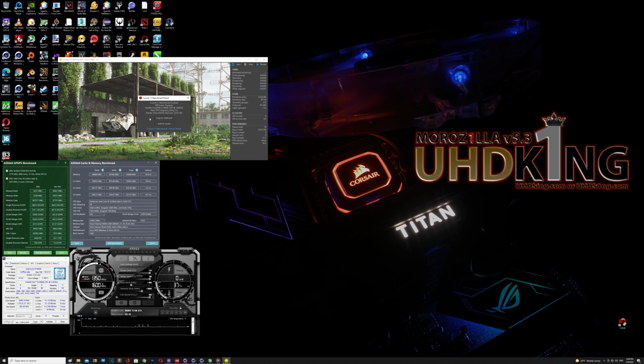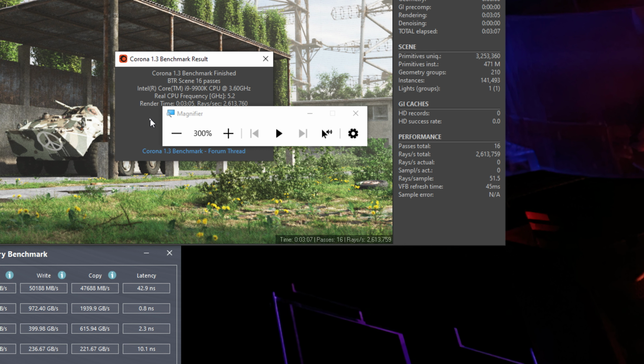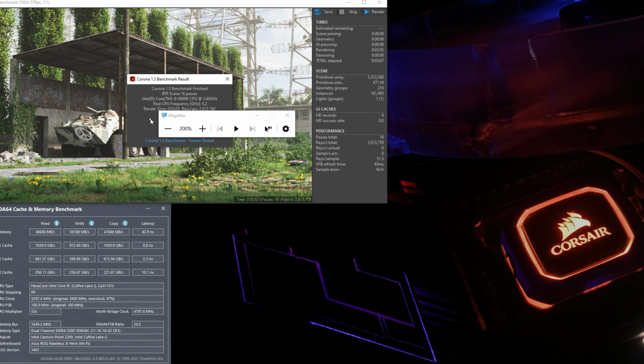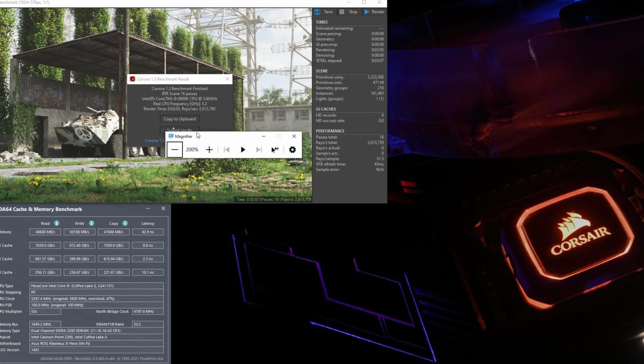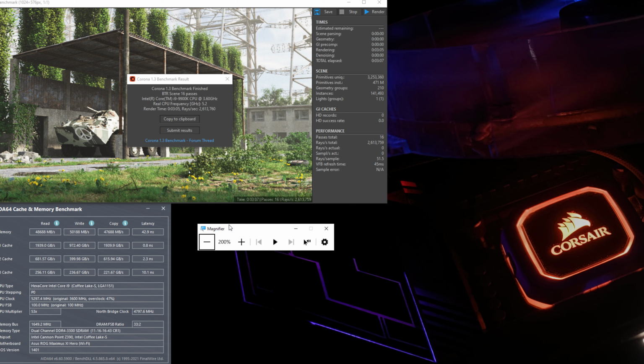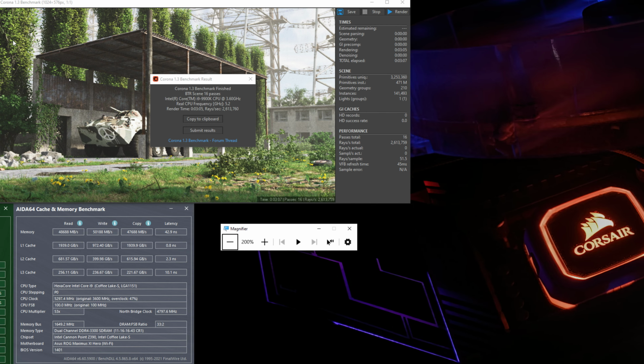Okay, so as you can see, let me zoom in. I'm going to use a zoom tool. Okay, it scored 2,613,760 points. This type of benchmark uses the AVX2 instruction frequency on the Core i9 9900K, and it's clocked at a 52 multiplier, outputting 5.2 GHz or 5200 MHz per core, but only 6 cores, 6 threads.